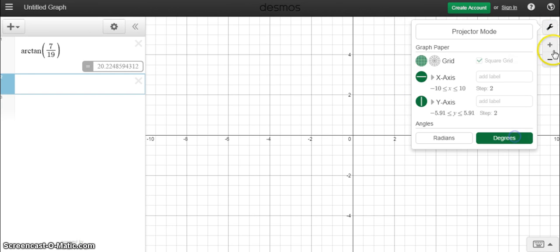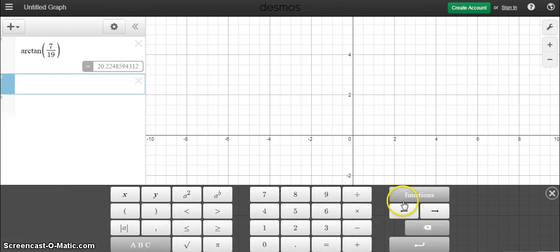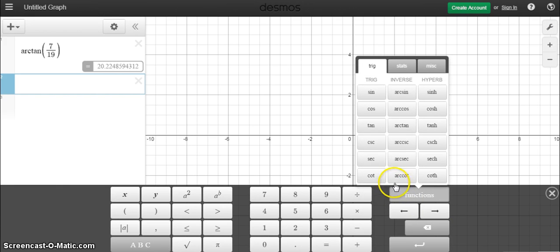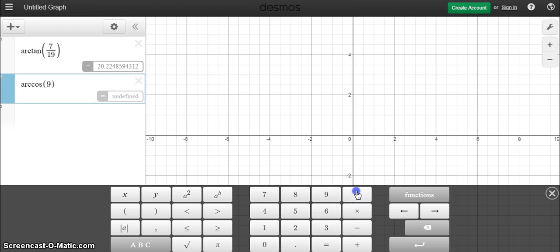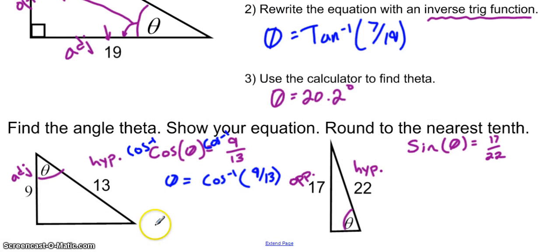Let's hop back to Desmos to help us calculate this. Let's make sure we're in degree mode. We are. And now we have to use inverse cosine, also called arccosine. So arccosine of 9/13 gives us 46.18, so let's call that 46.2 degrees. So theta equals 46.2 degrees. Again, a reasonable answer.